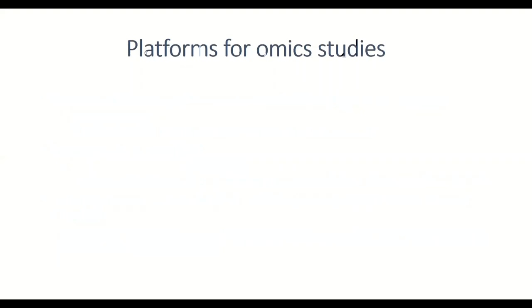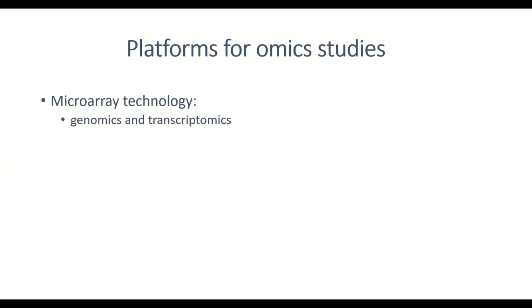And here I want to just briefly talk about the platform for omics study. When we perform omics study, we need the technology, right? There are several useful technology platforms. First is the so-called microarray technology. It was developed something like 20 years ago. This technology is useful for genomics and transcriptomics because it allows us to perform genotyping and gene expression profiling.